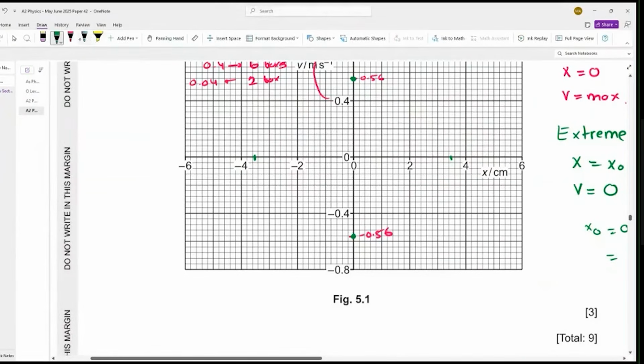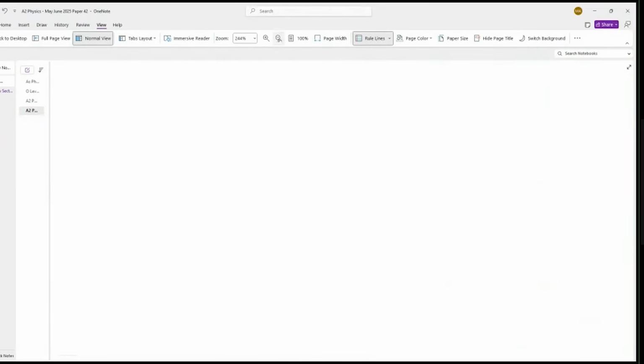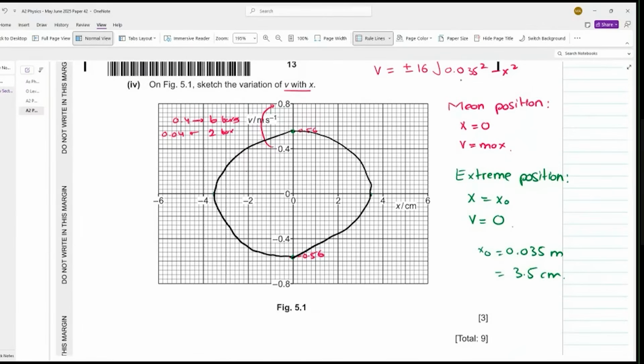Can you connect these points to make a graph like this? Obviously, it's pretty accurate if I take into account my bad drawing skills. Yeah, this is a very accurate graph. You will have an oval shaped graph like this. You have to remember these two key points. At the mean position, your velocity is maximum, displacement is zero. At the extreme position, your velocity is zero. Displacement can either be positive or negative maximum.